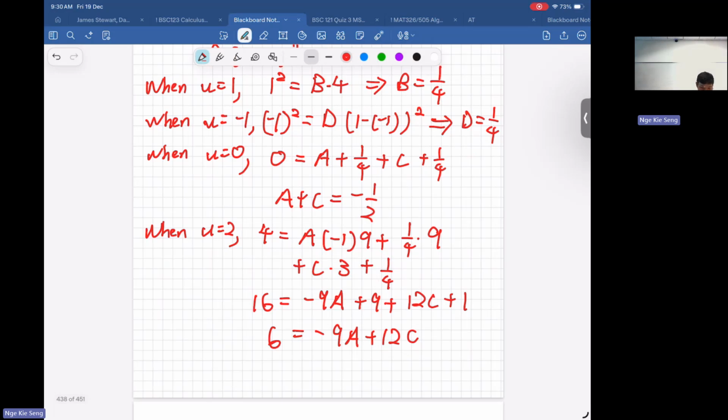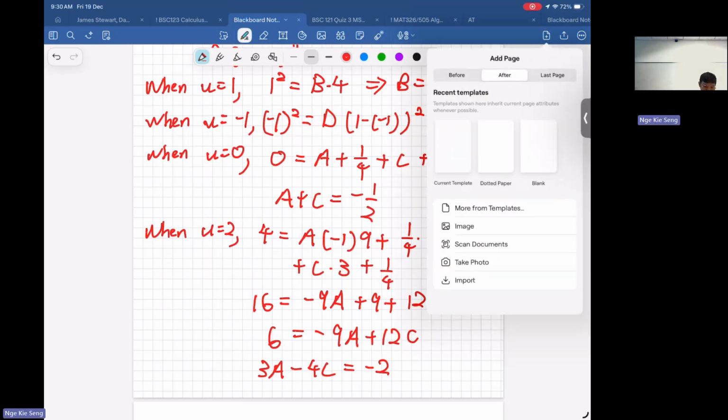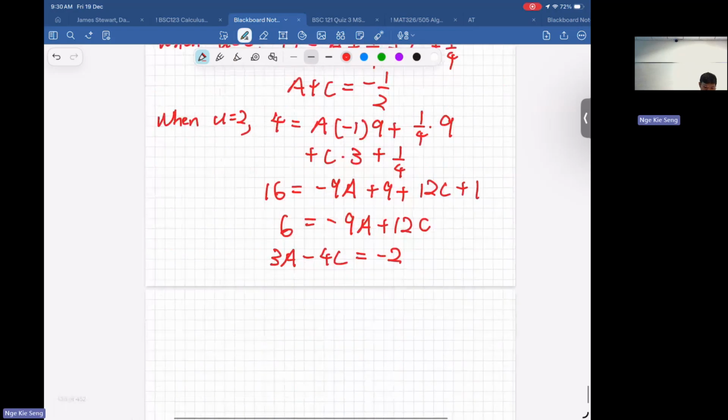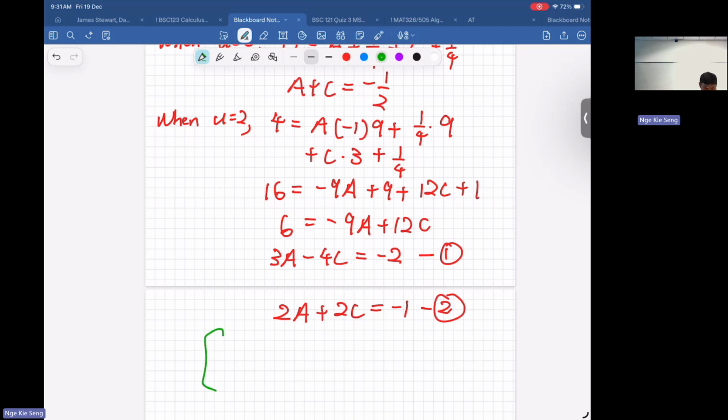So divide everything by minus 3. So 3a minus 4c equals negative 2, right? Okay. So we got these two systems of linear equations. One of them is this. The other one is 2a plus 2c equals minus 1. I think I prefer to solve it like this instead of substitution. Can we try?